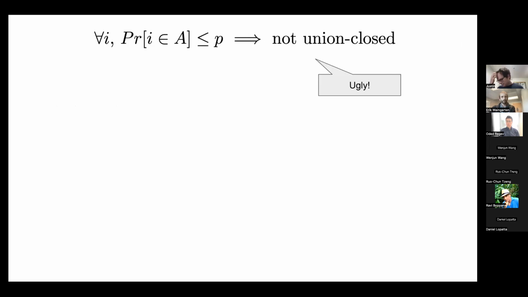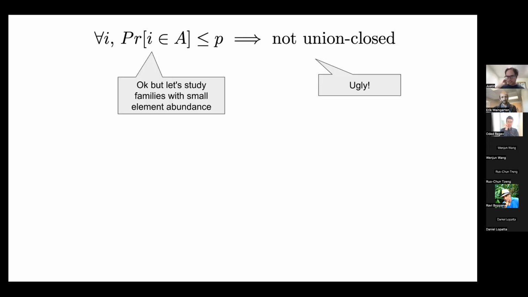Even today, I'm still scratching my head about why I never thought about the contrapositive before, and I come to the conclusion that it's just ugly. It's hard to imagine a proof that ends with "therefore F is not union closed." But on this walk, I wasn't trying to prove it. I was just happy to play with it in my mind, and something interesting happens once you ask the question: okay, let's forget about union closed, but let's just study families of sets that have small element abundance.